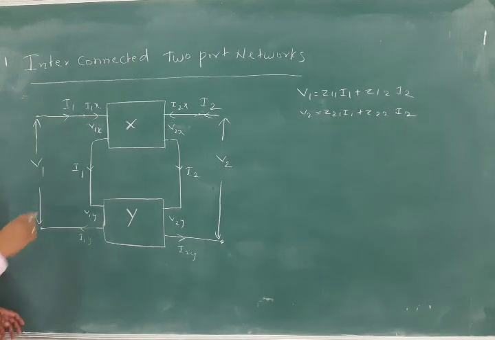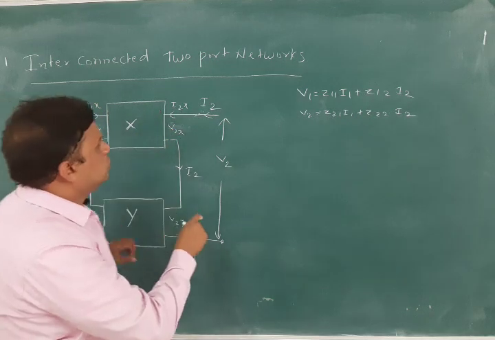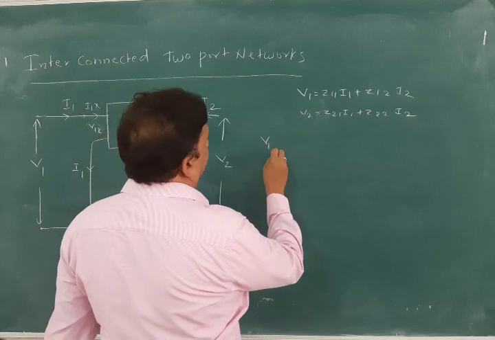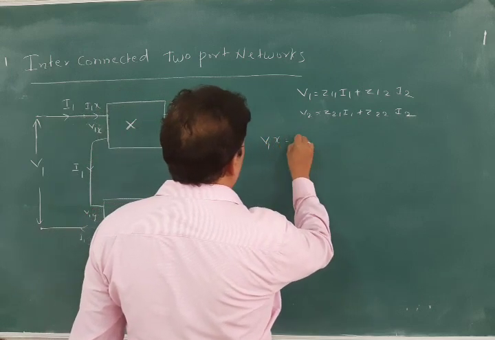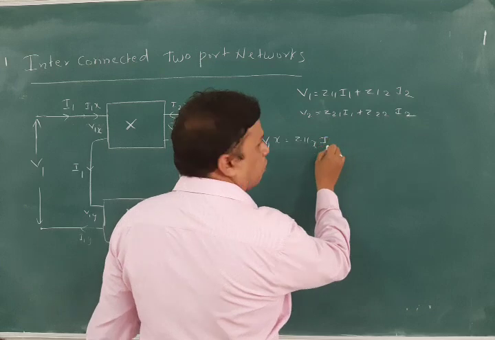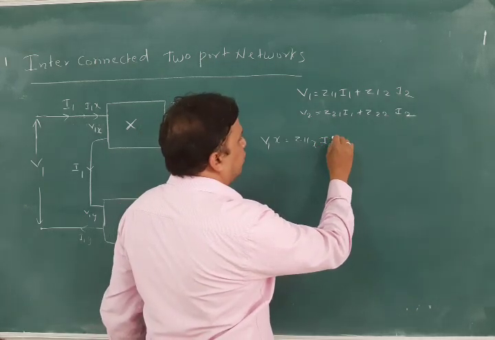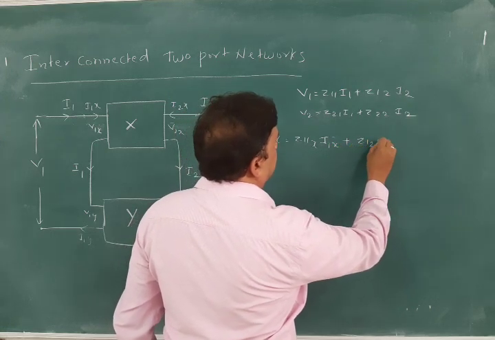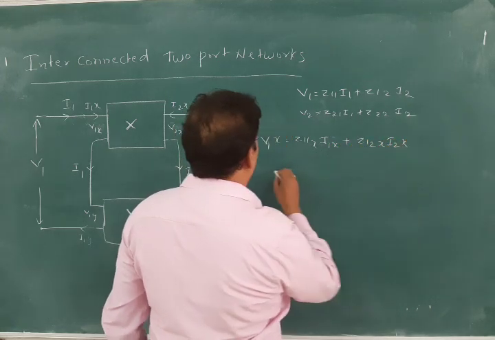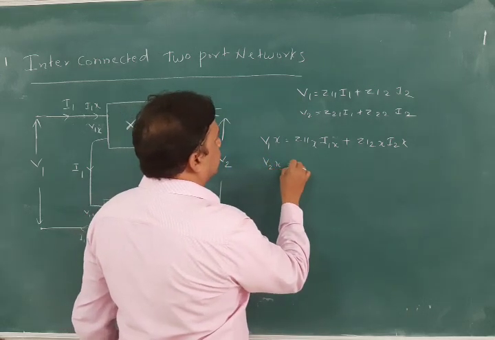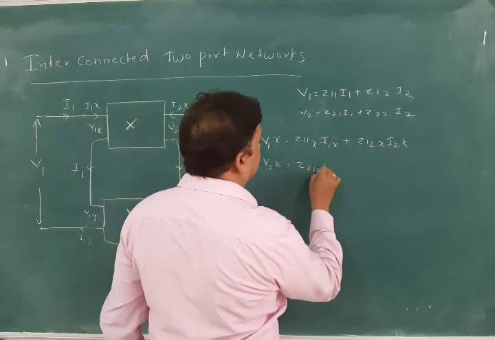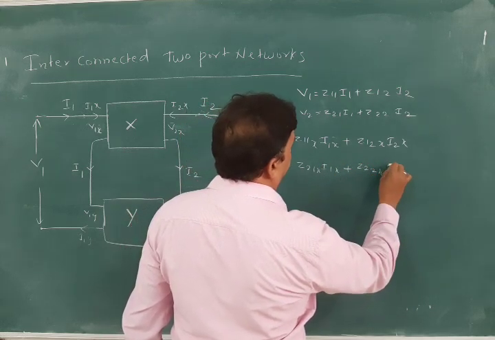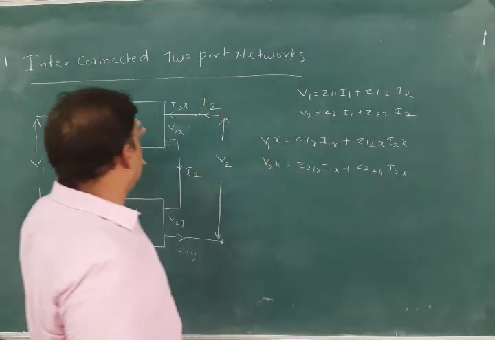Now we will see here, these are the X network. So for the X network, we will write these parameters. First equation we will write: V1 of X is equal to Z11 of X into I1 of X plus Z12X into I2X, and V2X is equal to Z21X into I1X plus Z22X into I2X. This belongs to the first two-port network.